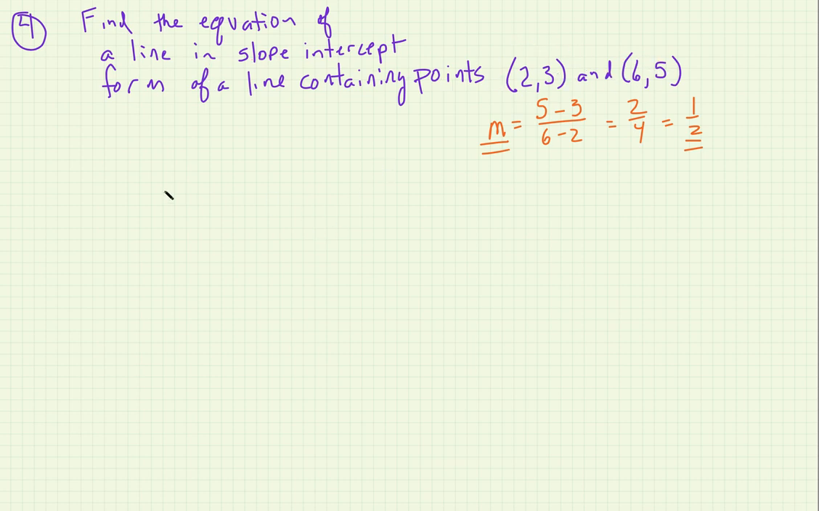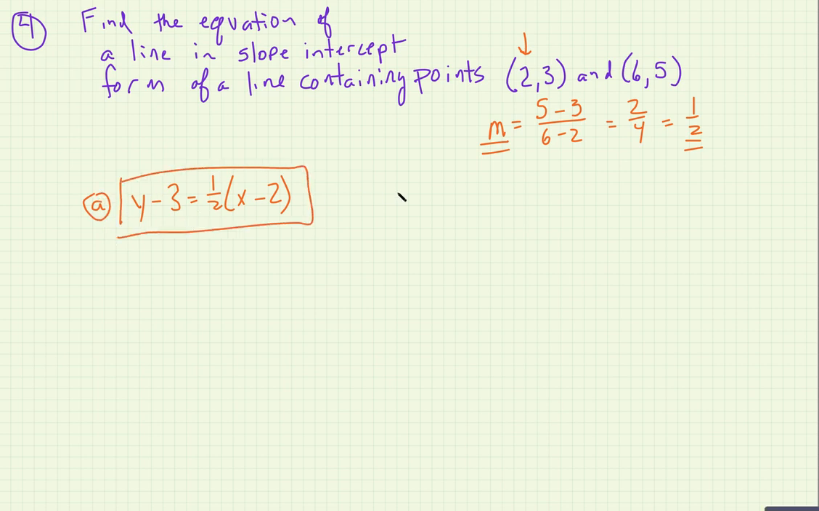Now we can use either point, remember, either point to write our answer. So I'll use the first point here. y minus 3 equals 1/2 of x minus 2. That's version 1, but that's not the only answer. You could have also just as easily answered y minus 5 equals 1/2 of x minus 6.